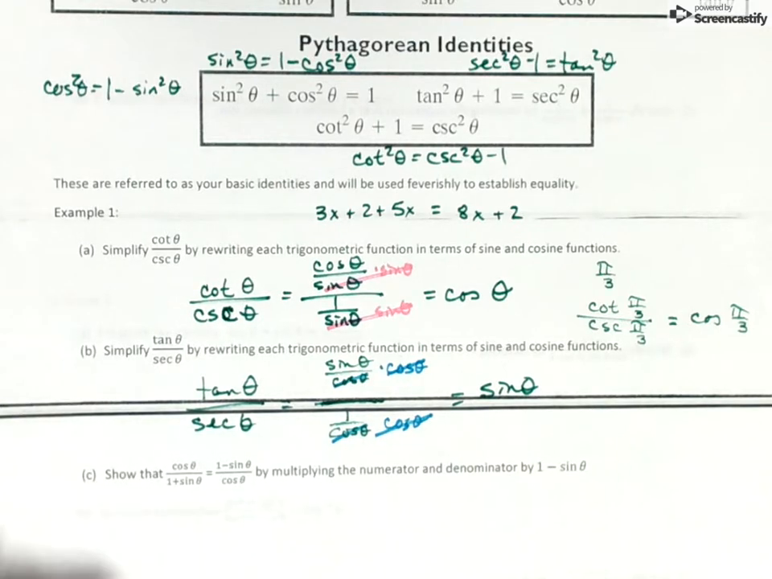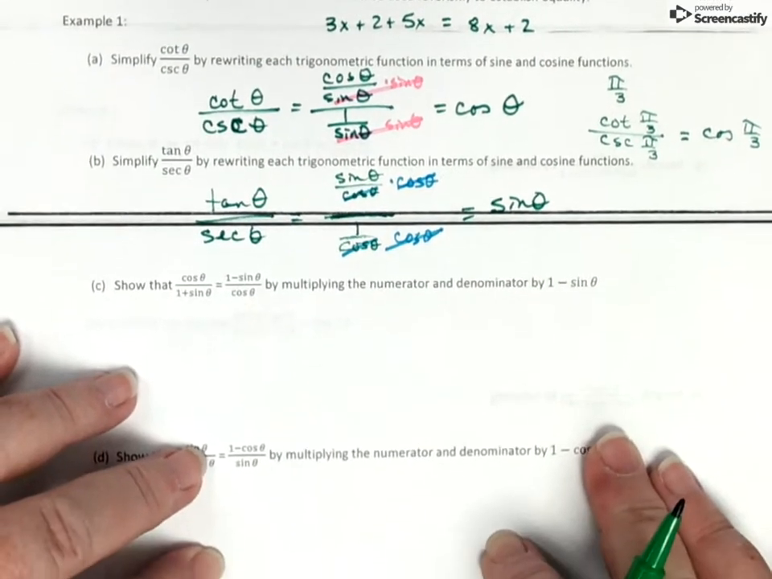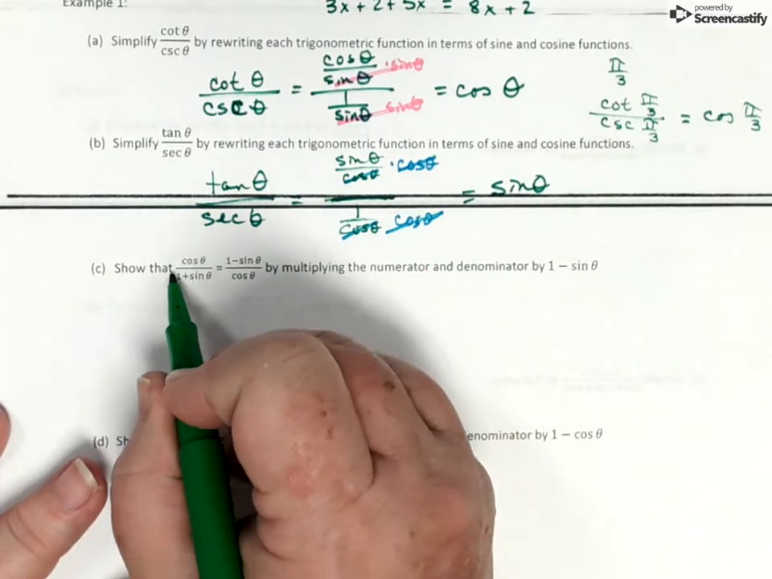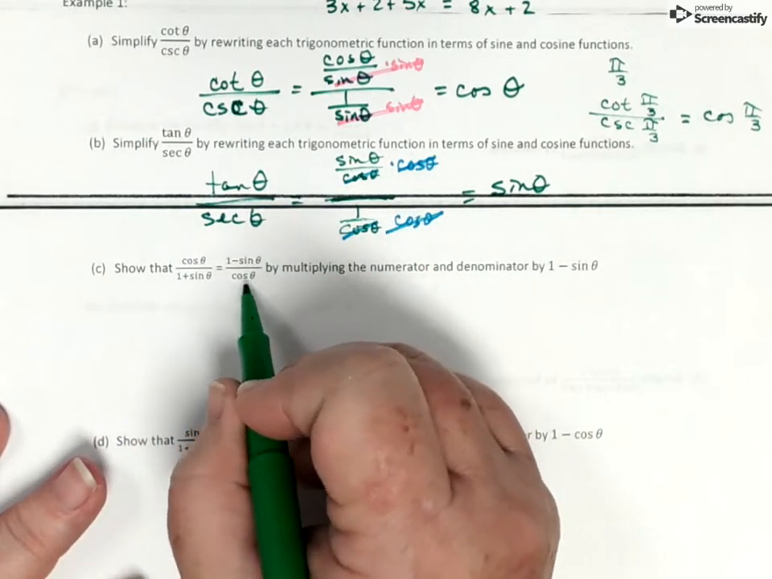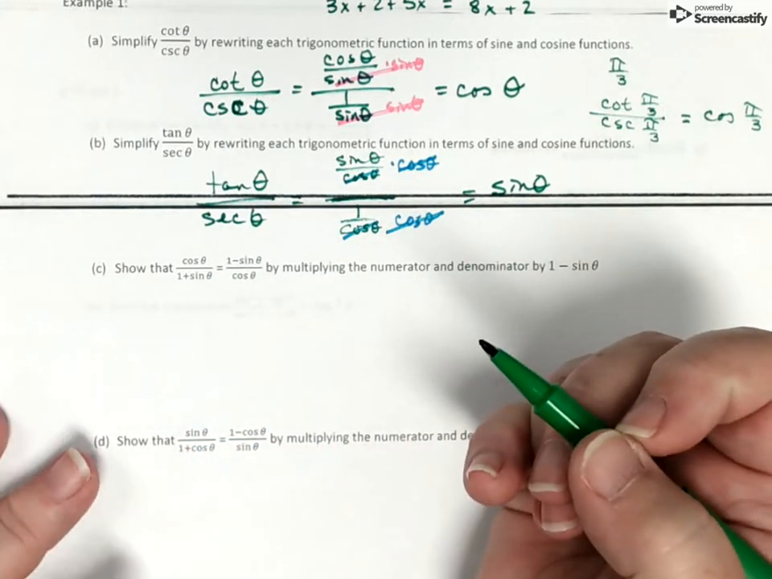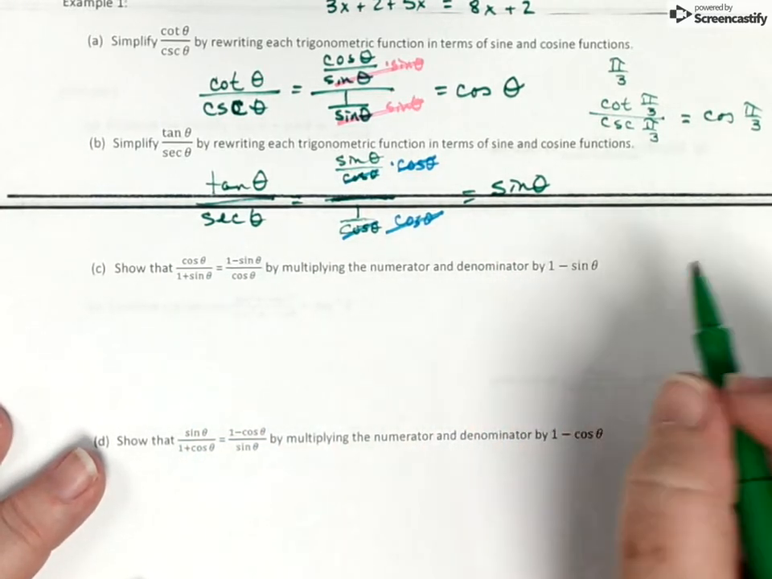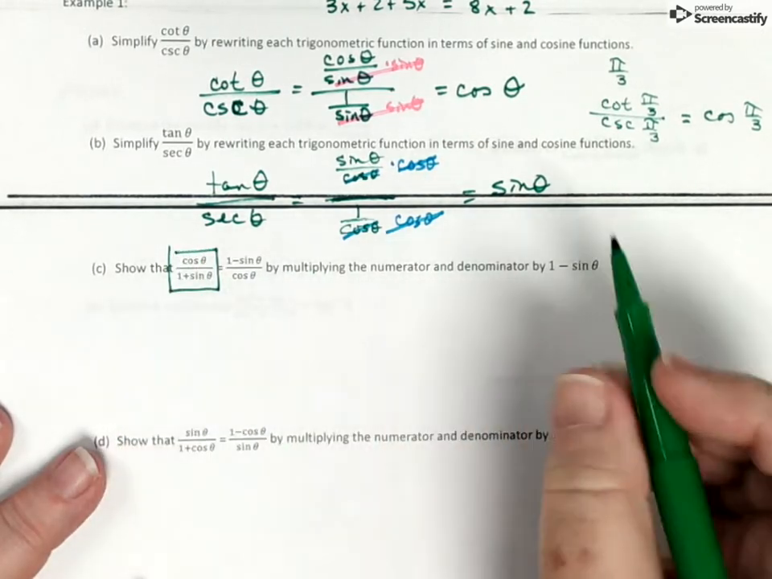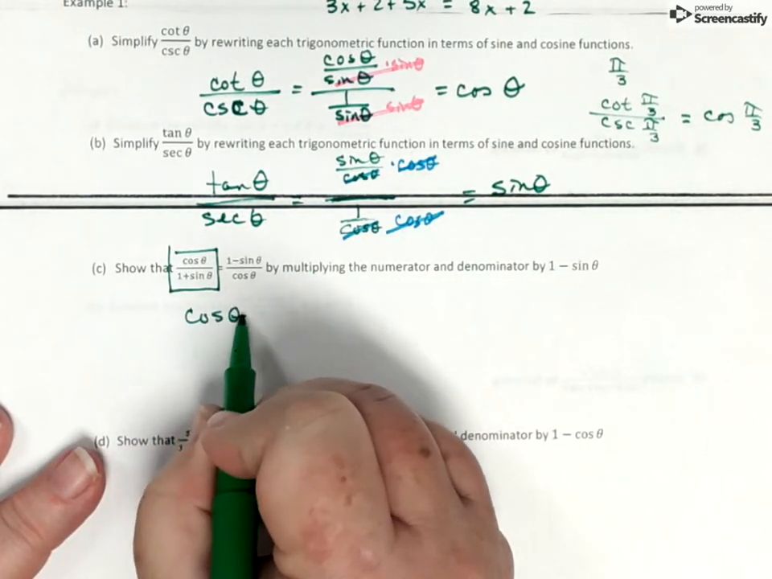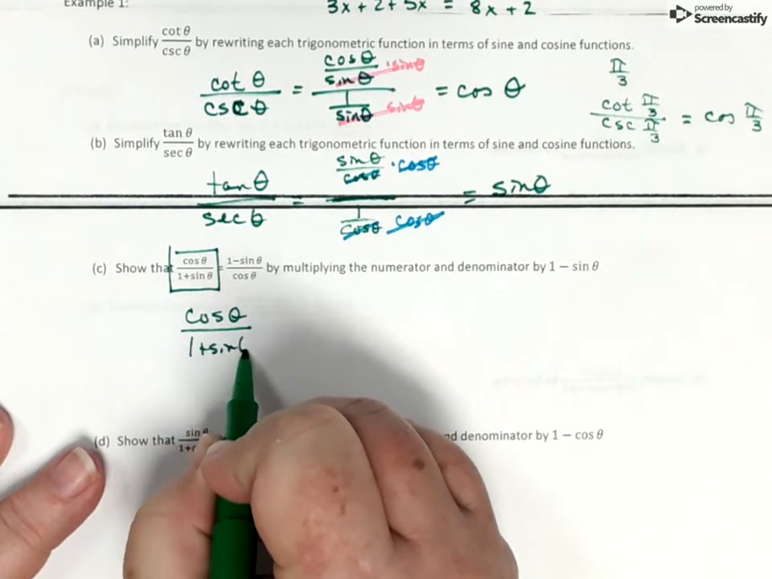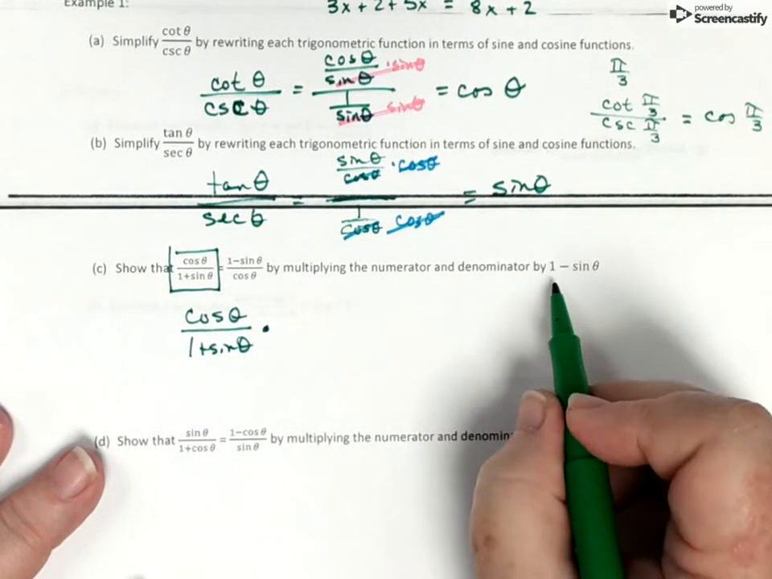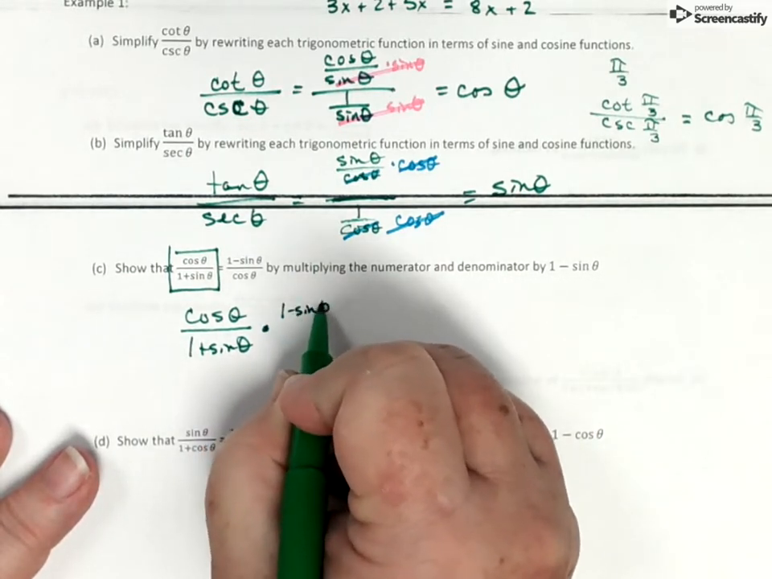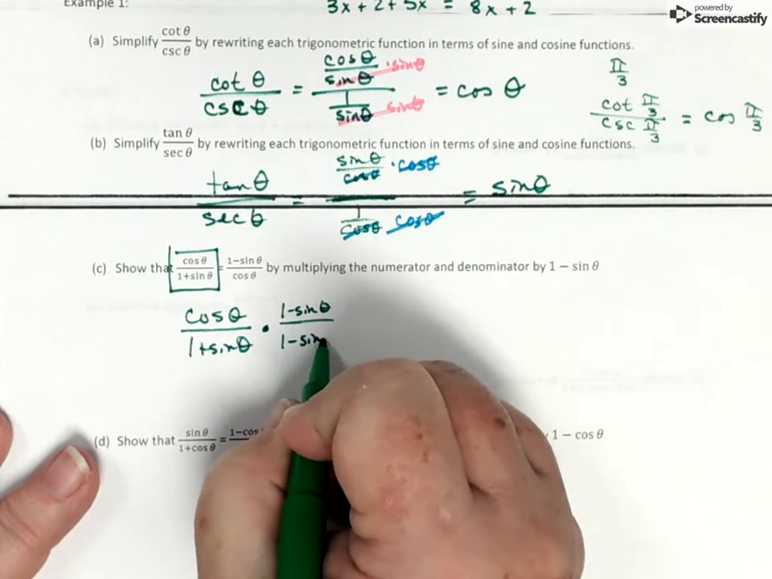Now sometimes they tell us exactly what they want us to do when we're simplifying. In this problem, they're wanting me to prove that the left side is equal to the right side. Well, that's a little tough to do unless I take the left side over here and I'm going to multiply the top and the bottom by 1 minus sine of theta. So I'm going to multiply 1 minus sine of theta over 1 minus sine of theta.